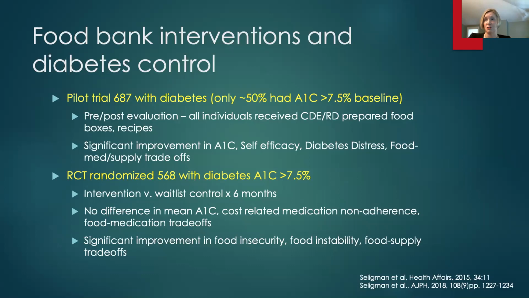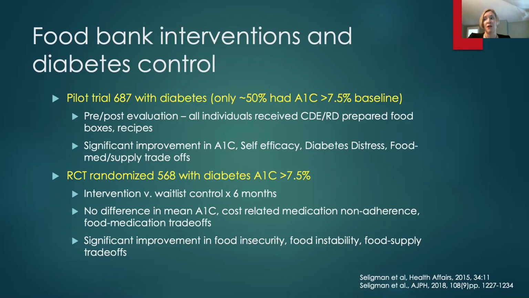A pilot study with evaluation before and after the intervention in 687 individuals with diabetes, about half of whom were considered uncontrolled by the threshold of A1C greater than 7.5%, found that A1C improved significantly from baseline to intervention end, as did self-efficacy and diabetes distress. There was also a significantly lower percentage reporting trade-offs between food and medication and supplies at the end of the intervention.